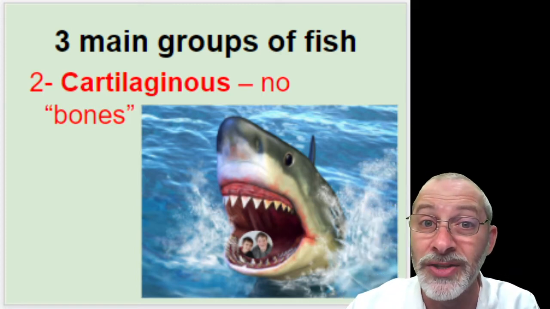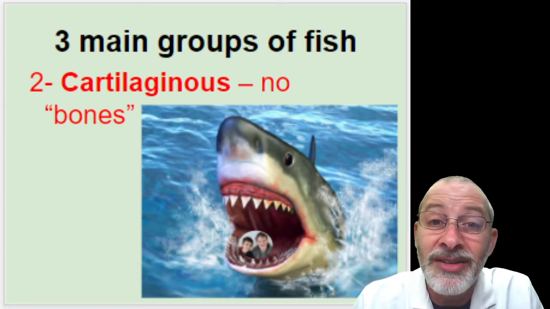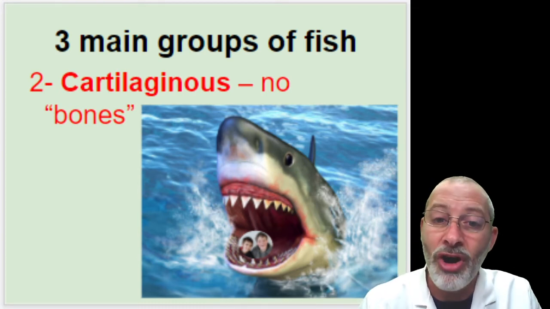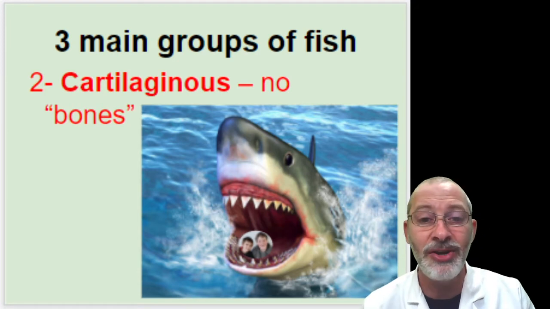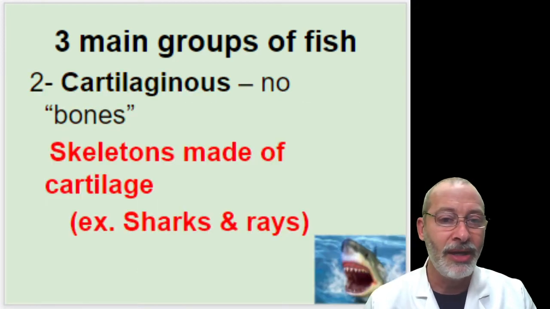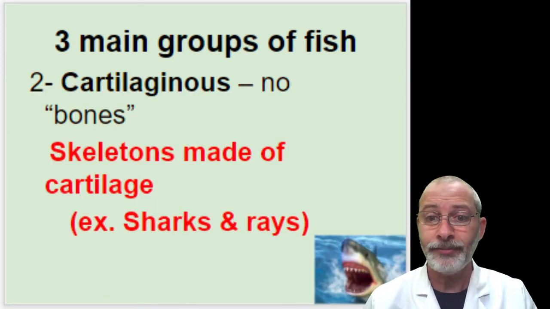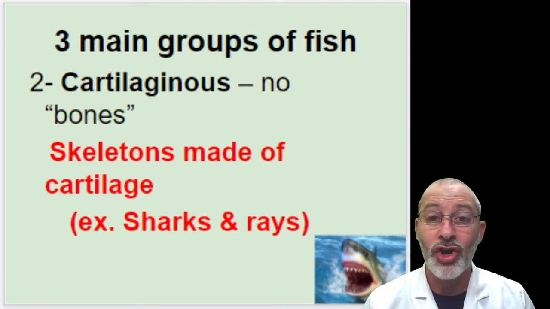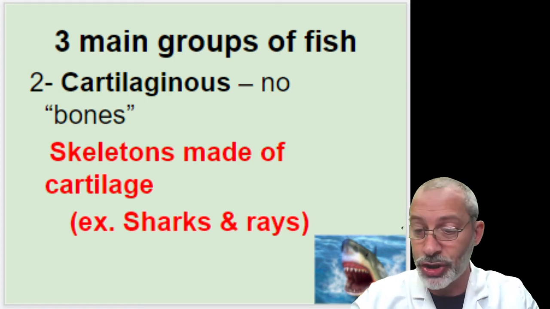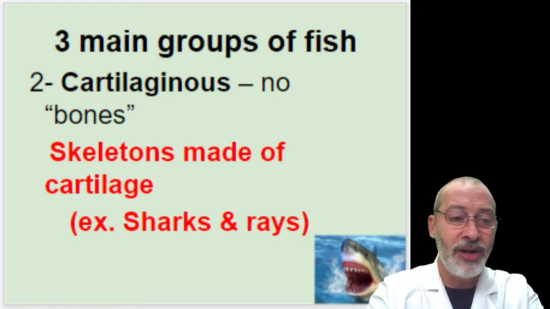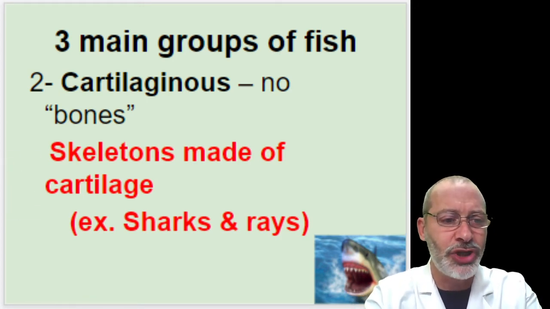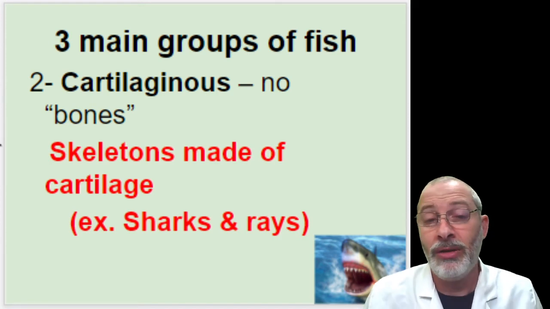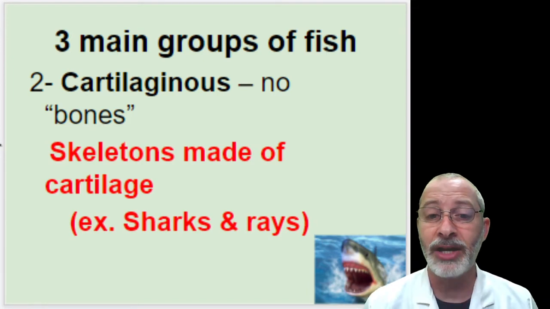With cartilaginous fish, however, their entire skeletons are made of cartilage. Their entire skeletons are made of cartilage. Sharks and rays are examples of cartilaginous fish. Now, I've never gone deep sea fishing. I've gone fishing in streams, rivers, and lakes. I've never gone deep sea fishing, although I'm not opposed to it. I think it would be kind of fun, actually.